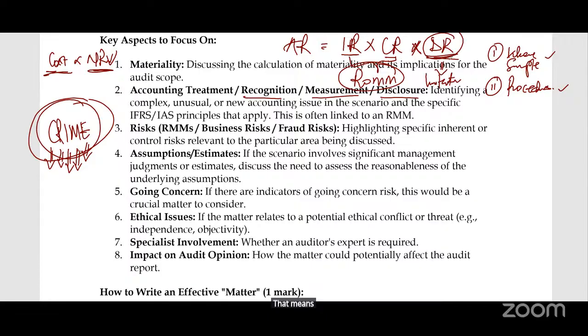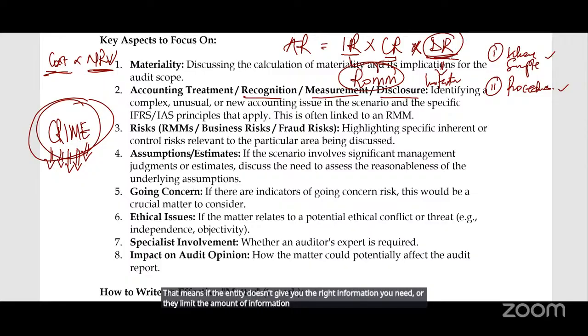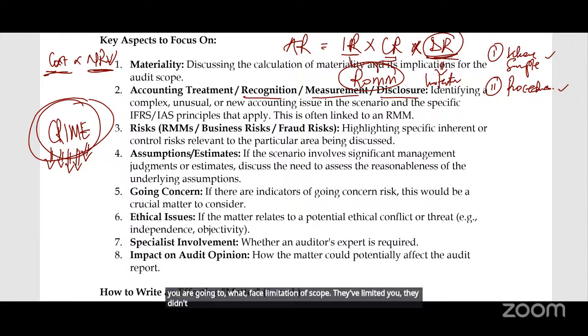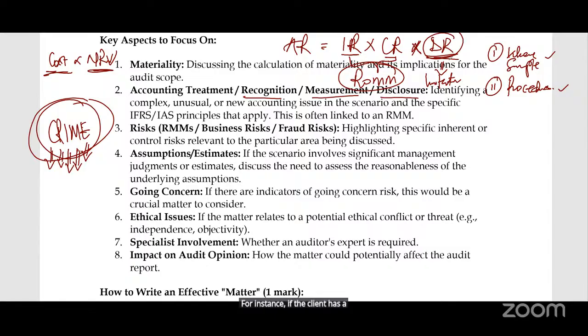That means if the entity doesn't give you the right information you need, or they limit the amount of information they are going to give you, you are going to what? Face limitation of scope. They've limited you. They didn't give you the information you needed. So that can also lead to detection risk. For instance, if the client has a secret warehouse where he stores third-party inventory, if he doesn't tell you, how will you know? Please, I'm asking the class. Of course, you already know. You wouldn't know. So won't that create a detection risk? Definitely will. So are you getting the whole equation?